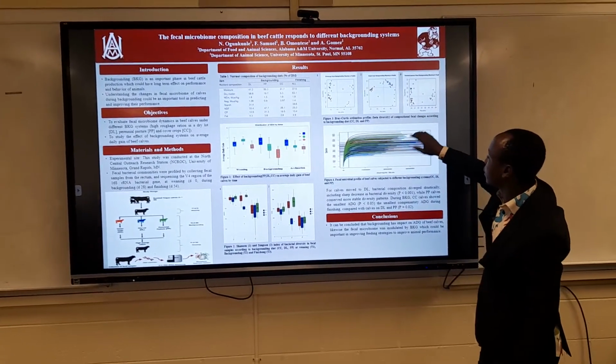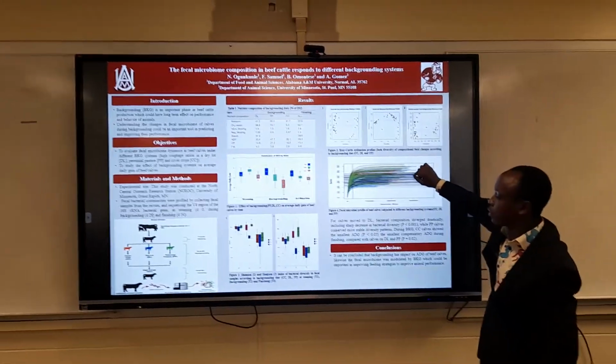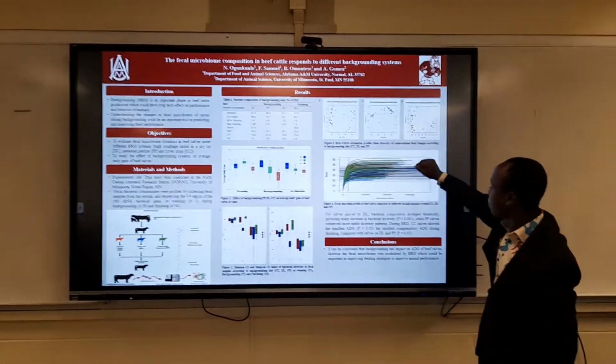And this represents the bacteria samples for each of the animals used in this experiment. So these are 38 because we used 38 different animals.